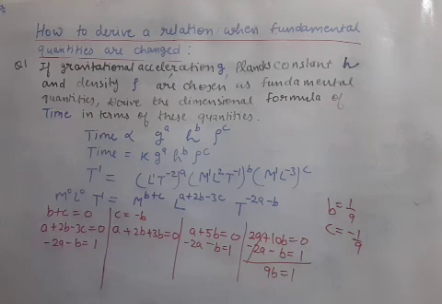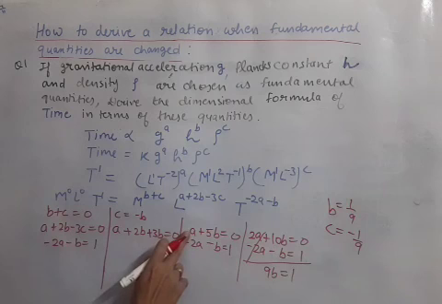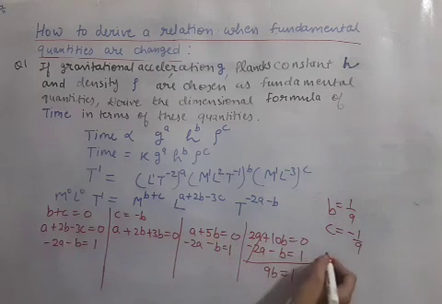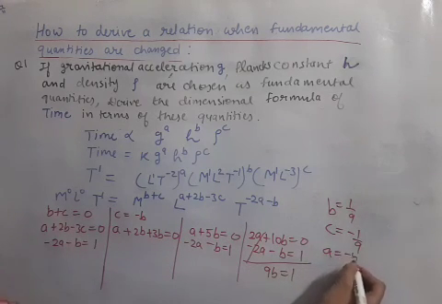Now a answer is left. We can do it this way. A plus 5b equal to 0. So a equal to minus 5b. So minus 5 by 9. So these are the powers obtained for this question.